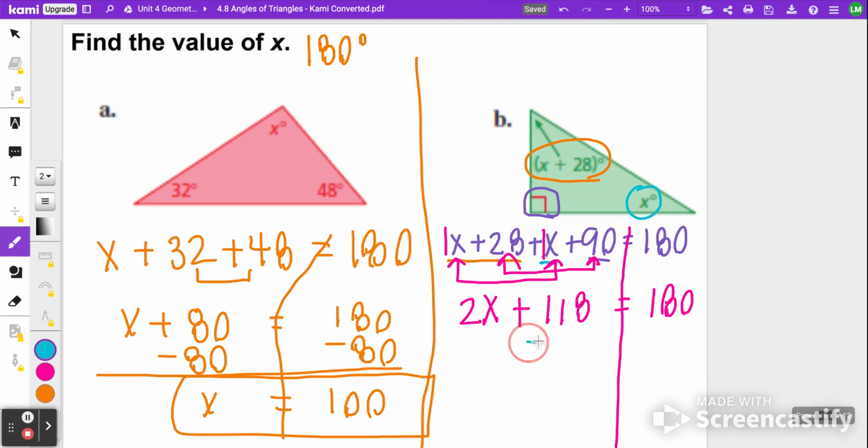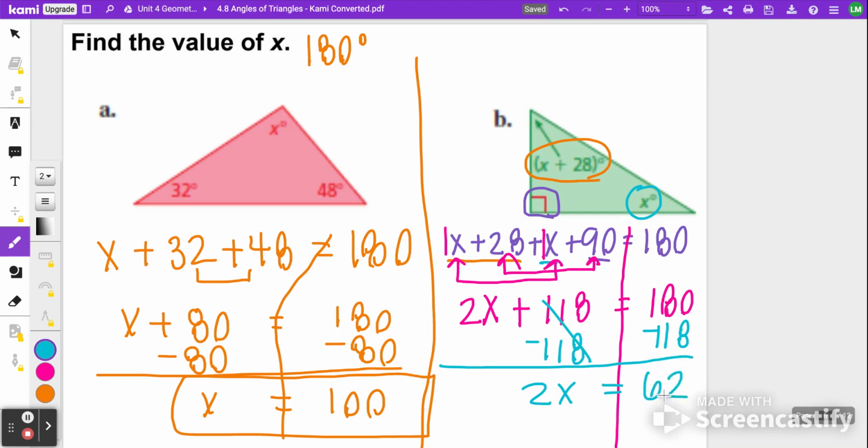First step I'm going to do is undo any adding or subtracting. This is just moving things so that they're on the same team. We talked about when we move things on the same team, we want all my constants to one side, all my variables to the other side. 118 and a negative 118 cancel out. So all that's left is my 2x. And then 180 minus 118 is going to give me 62.